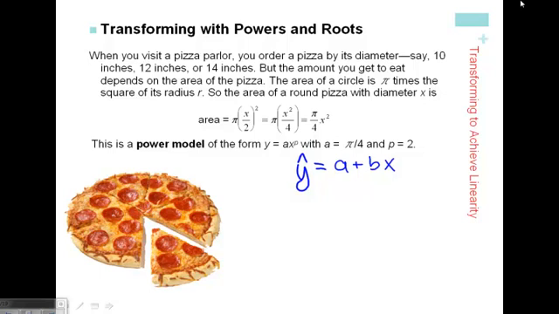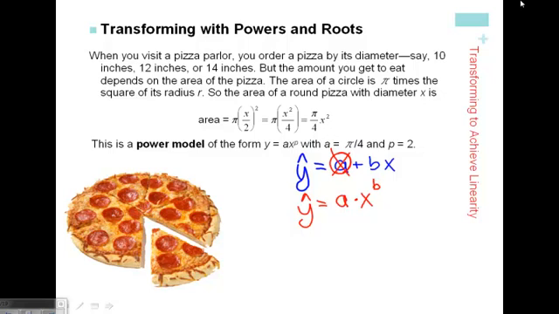Now, let me be more specific. Make A 0. When you have a 0 diameter pizza, there's no pizza there. It goes through 0. Okay? So we don't think that the model that predicts pizza size is linear. It's not a simple constant multiplied by our diameter. So what we could propose is that maybe the relationship is a power relationship. Maybe it's some constant multiplied by x to some power.